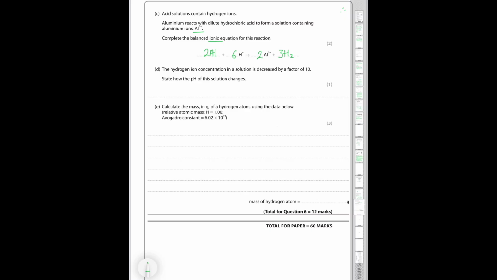Now, the hydrogen ion concentration in a solution is decreased by a factor of 10. So we've got a decrease by a factor of 10 of the H+ ions. State how the pH of the solution changes. So if we've got a decrease, that means that the actual pH is going to increase by 1.